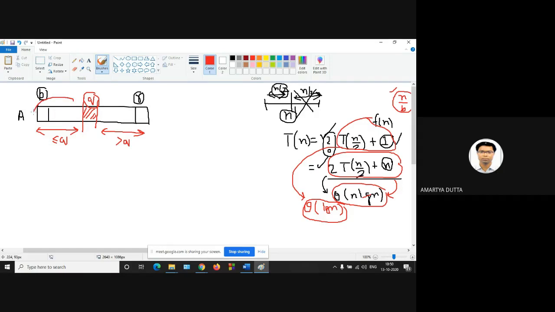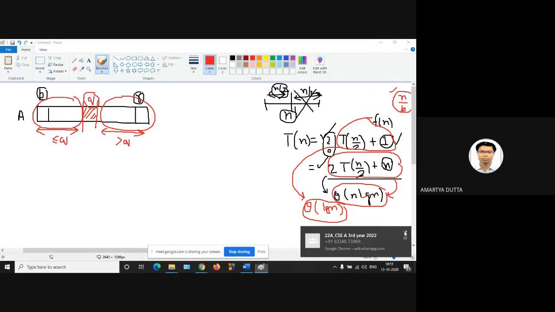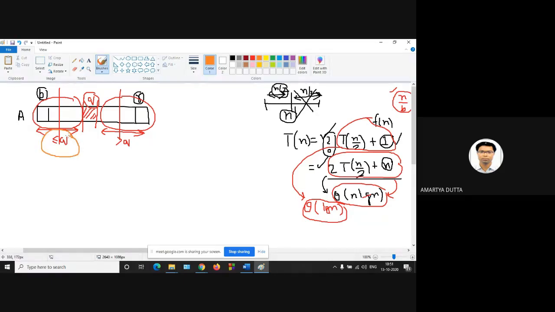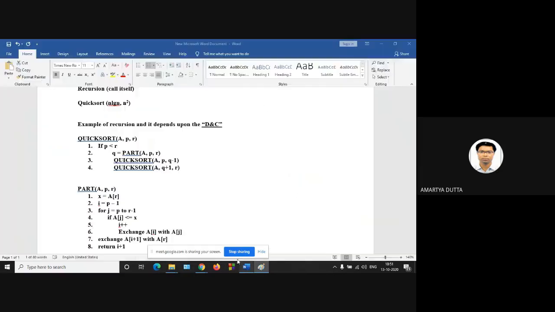And finally, this is one smaller subproblem, and this is another smaller subproblem. You have to solve these two subproblems using recursive call. Again, you have to divide this subproblem into smaller parts, and you have to divide this one into smaller parts. And recursively, you have to solve the whole subproblems. So every element before Q is less than or equal to Q, and after Q is greater than or equal to Q. Here we are using the Lomuto partitioning.